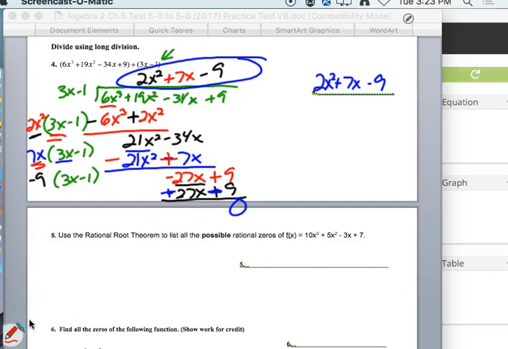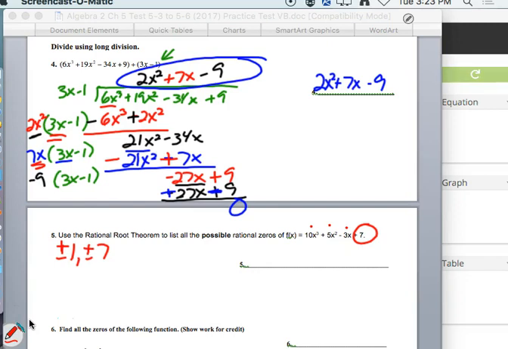For number 5, this is just a list of the possibles. And the list of the possibles come from checking to make sure that the x's are in descending order, that it's in standard form. And we have an x to the third, x squared, x to the first, and a constant. And now what we have to do is put all the factors of the constant on the top of a fraction. The integers that divide nicely into 7 would be 1 and 7.